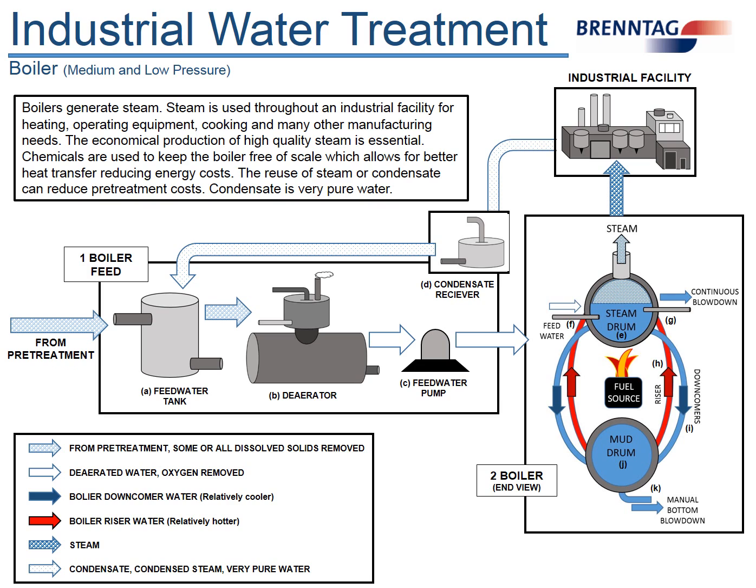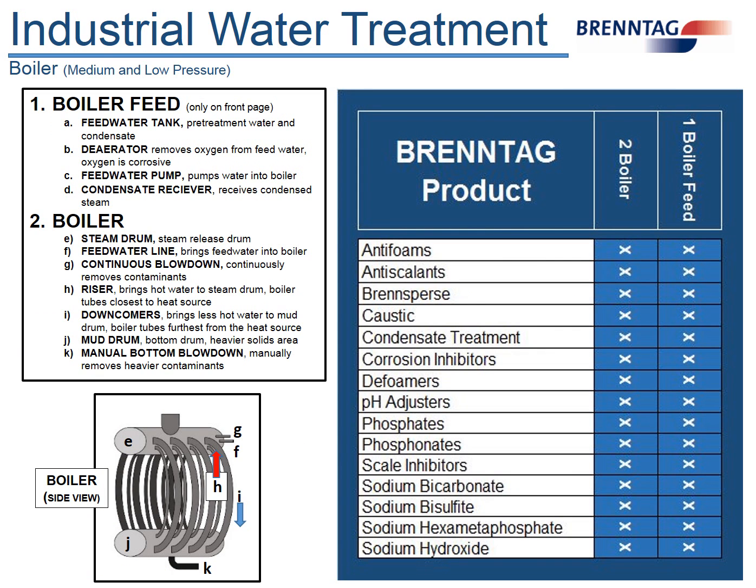This chart here will go through all the waters that we see within a boiler application. On this page, we note all the chemistries that Brenntag has available to be fed for medium and low pressure boiler applications. This chart will give us a basic idea of what some of these terms are, so we have a better understanding of the operation of a medium and low pressure boiler.